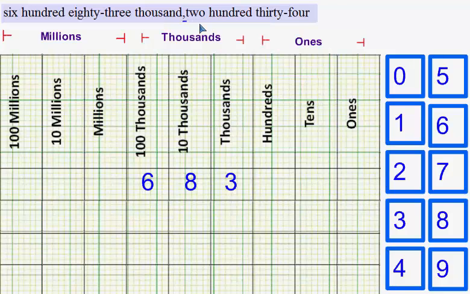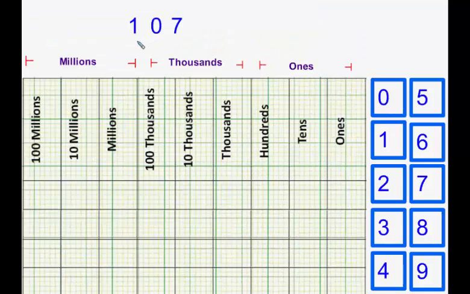So now I need to represent 234. So to represent 200, we will put a 2 in the hundreds column. 34 is represented by putting a 3 in the tens place. That would be 30. And then to get 4, I'll put a 4 in the ones place. Now I have the number 683,234. Now it's time to go in the reverse direction where we're given digits and we are to give the word names to represent that number.